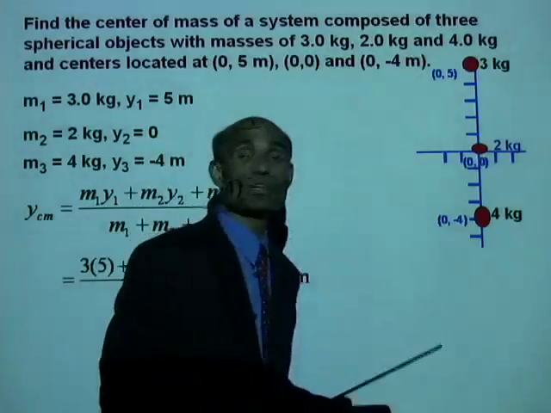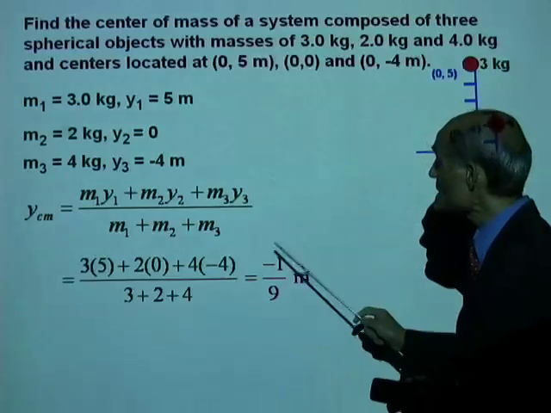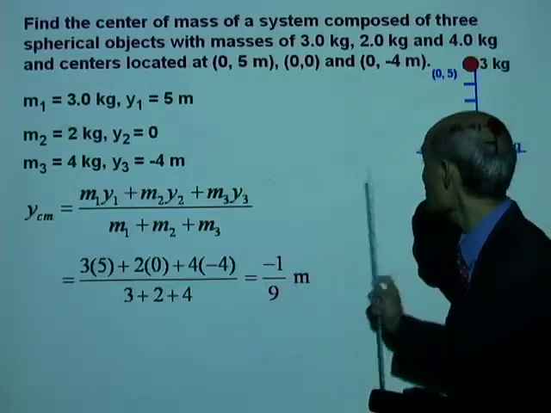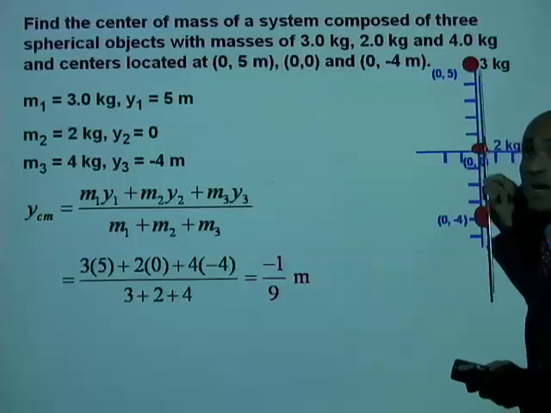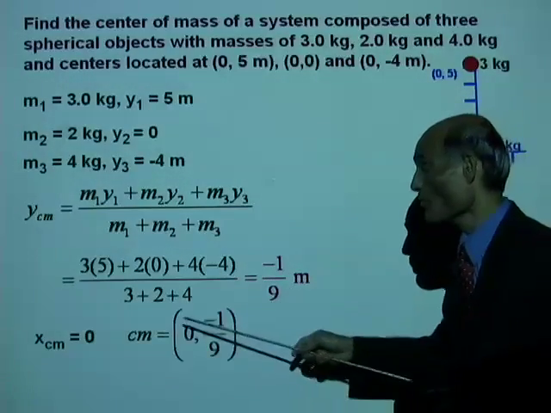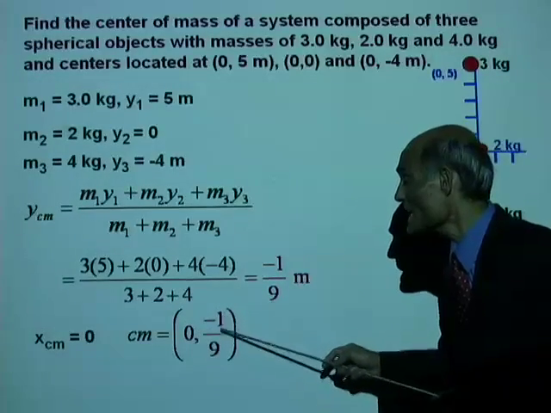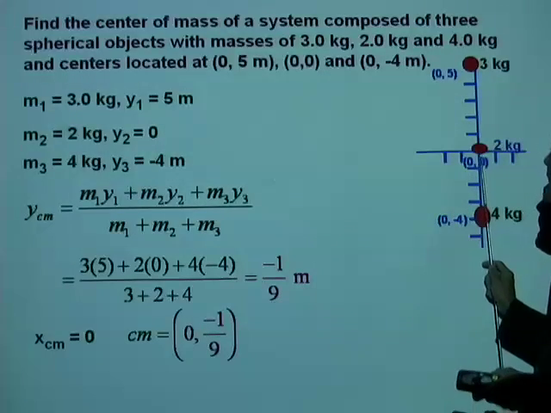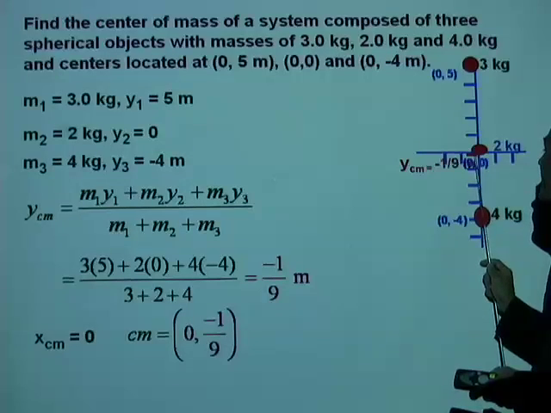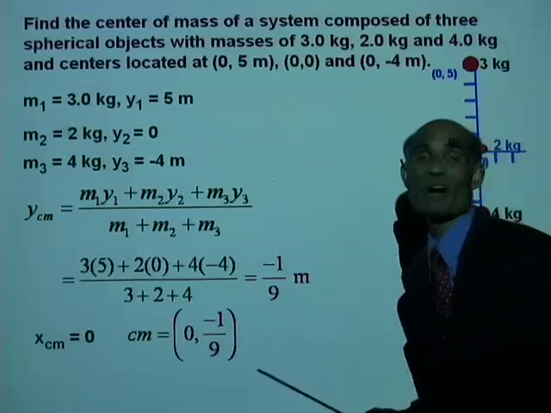The position of the y center of mass is -1/9 meter. And what is the x center of mass in this case? Because all of them are along the y-axis, the x center of mass will be 0. And therefore, the location of the center of mass is at (0, -1/9). Where is that? It is actually very close to the origin where I'm pointing. There, that is the center of mass, (0, -1/9).